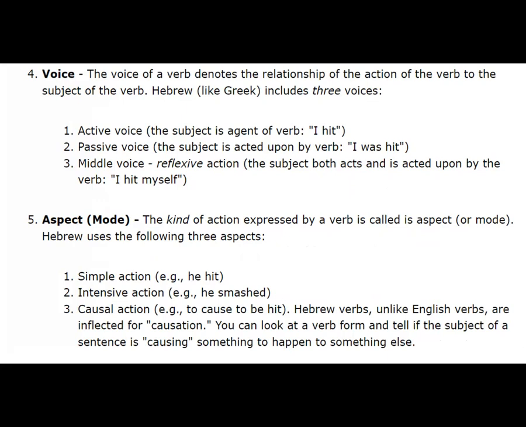Okay, in the case of aspect, we have a simple action, it's like he hit. An intensive is not just hit, it's totally smashed or obliterated. Or a causal, it was a cause of something. He made something become hit. He made me hit something or whatever. So they're inflected for causation. Now, the way these go together, you can have a simple action that's active or a simple action that's passive. You can have an intensive that's active or passive, a causal action that's passive or active, and you can have these which are just in the middle. And those are the 7 binyanim, which we'll talk about here shortly.